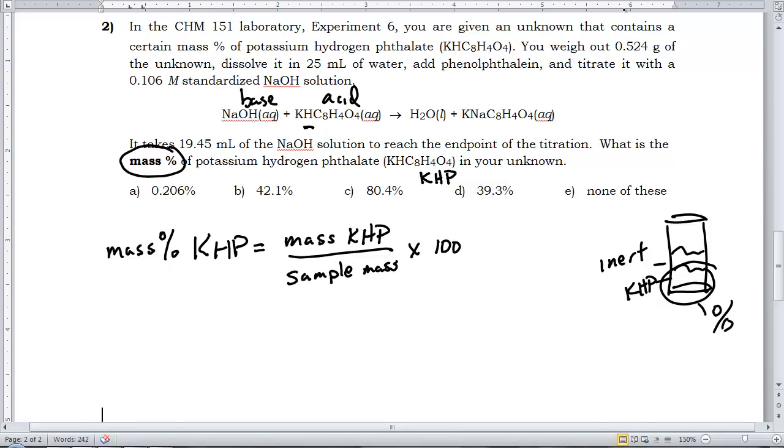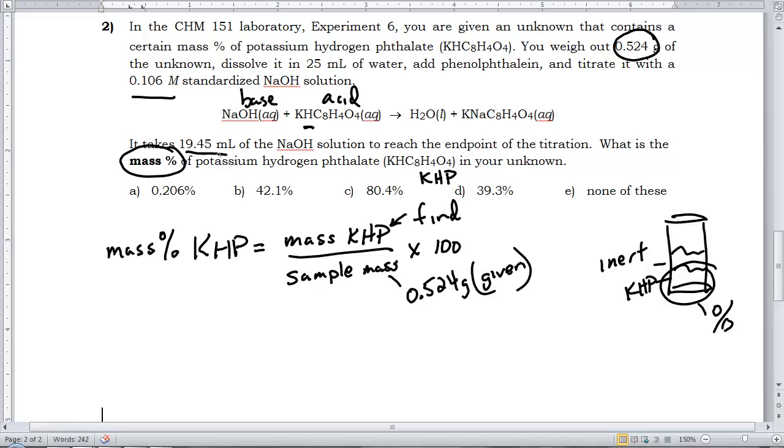So it's a mixture, and you want to find out what percentage of that mixture is KHP. All right, so look at what we have. 0.542 grams of the unknown. Now you weighed that out in the lab, it's given here, but that is the sample mass, and that is given. So to get the mass percent, what else do we need? Yeah, we need to find the mass of KHP in that sample. And how are we going to do that? By titration. So we titrate it with sodium hydroxide, 0.106 molar. It takes 19.45 milliliters to reach the endpoint.